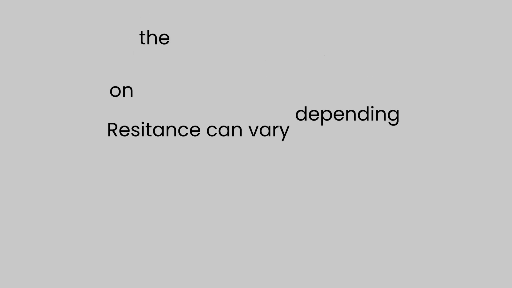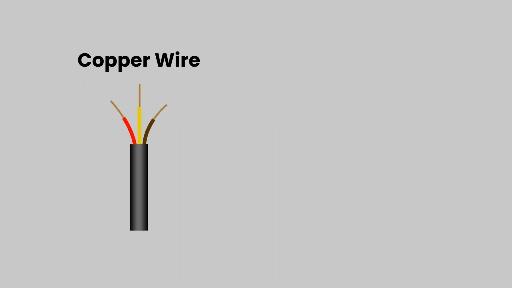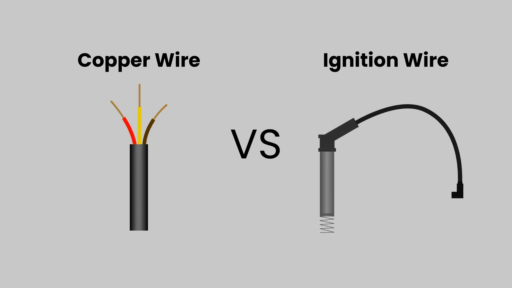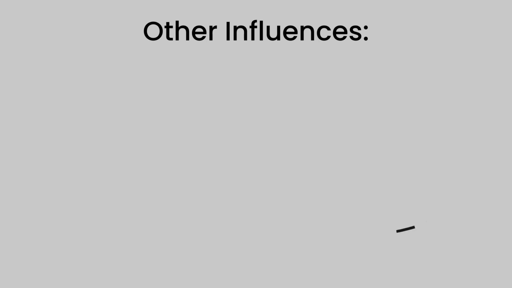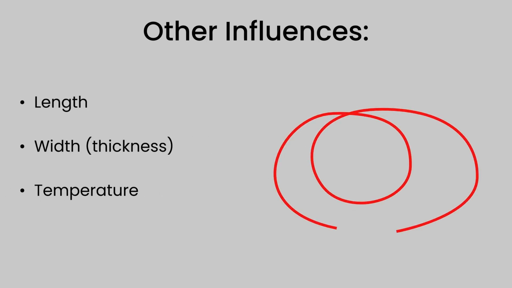Resistance can vary depending on the type of conductor used. For example, a copper wire has lower resistance than an ignition wire because it has more free electrons. Other influences on the resistance are the length of the conductor, the width of the conductor, and the temperature of the conductor.